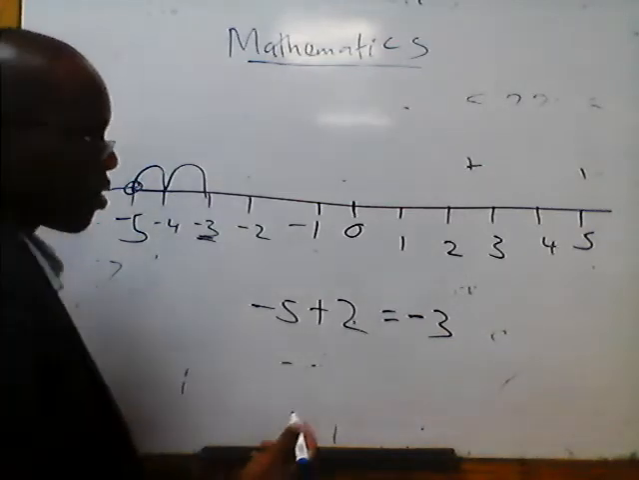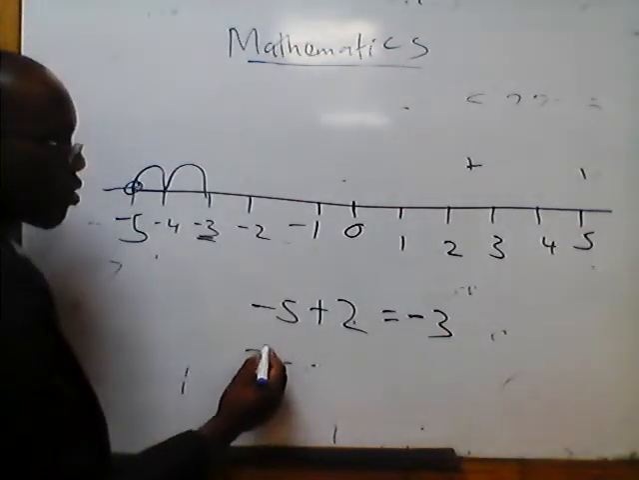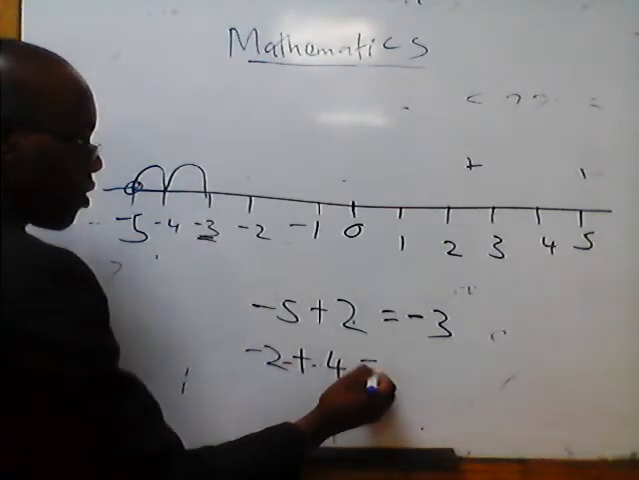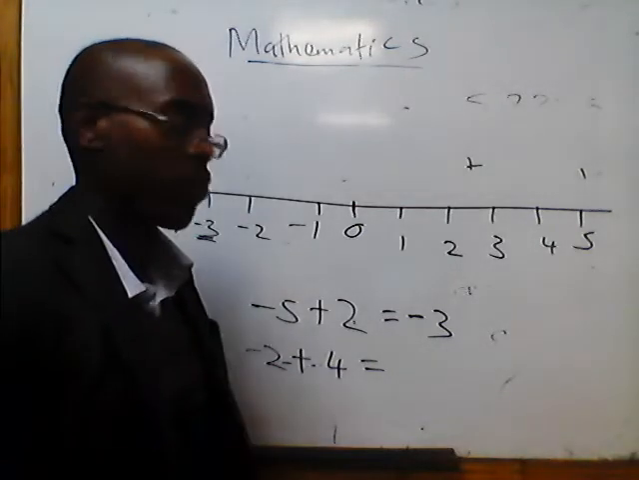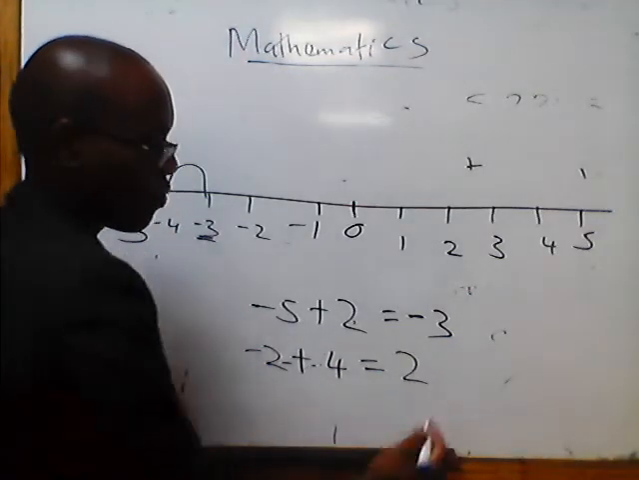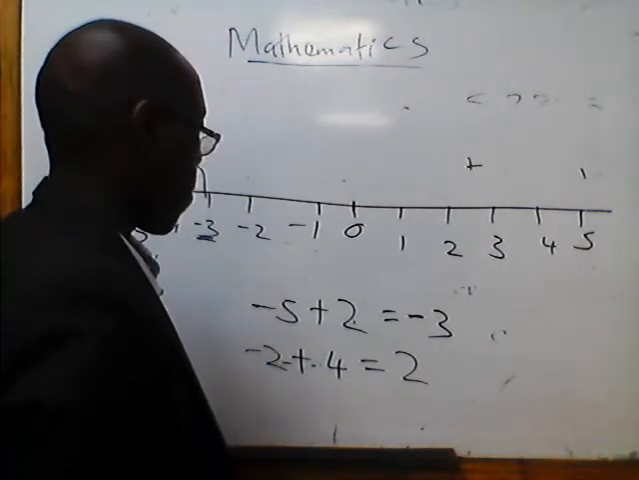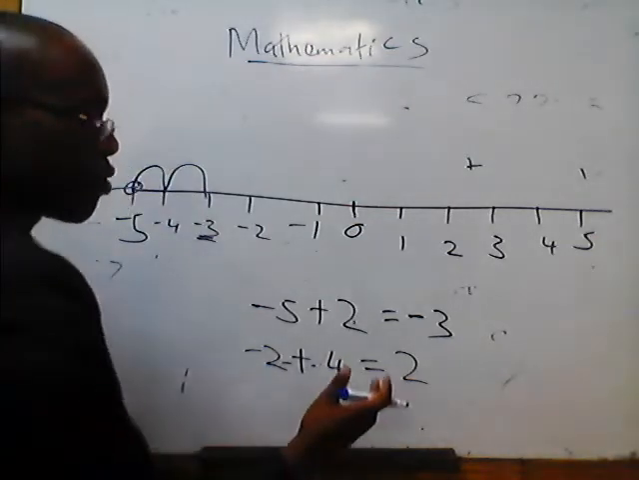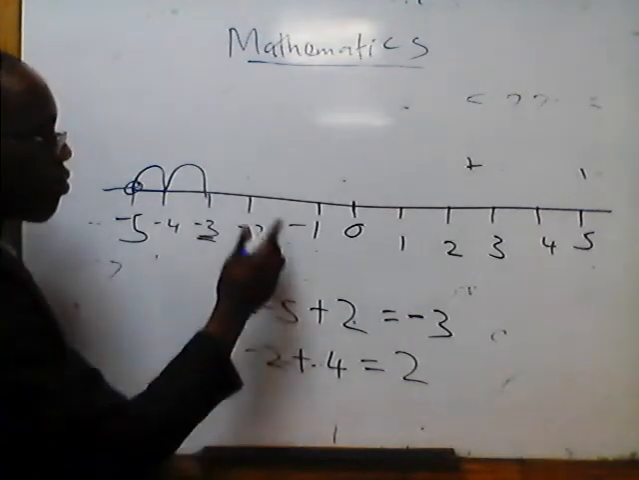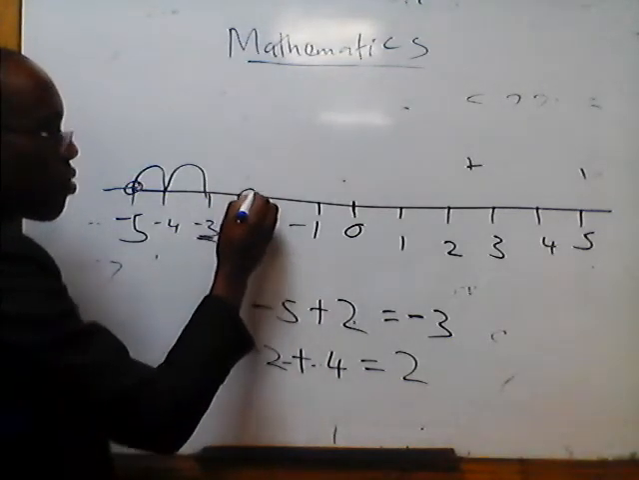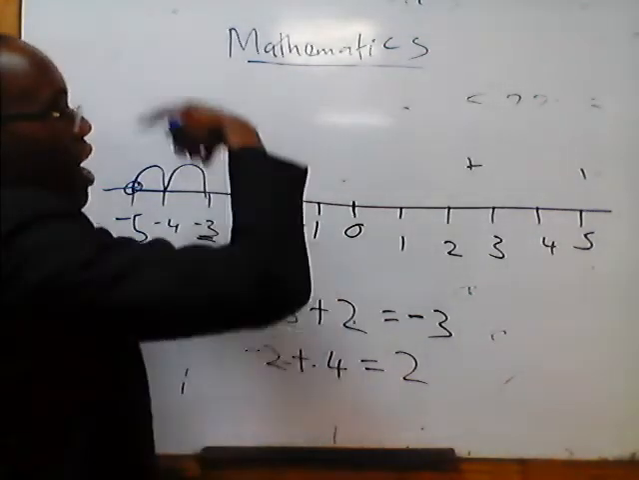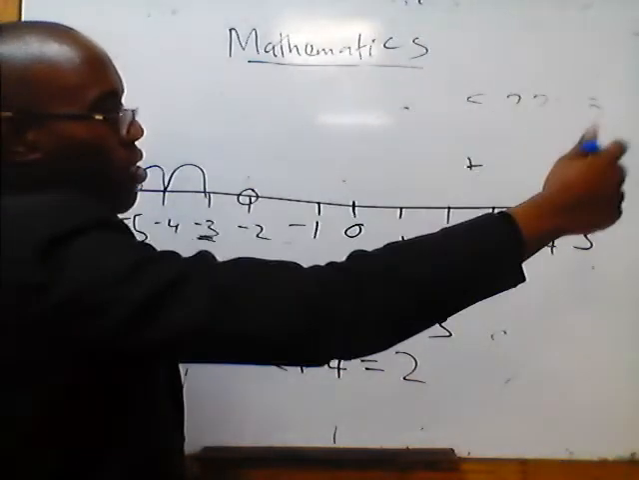And then you can also be given a question like -2 and then +4. -2 +4, if you just use your calculator, it's going to give you +2. But if you use the number line, you will also get +2. This is how you do it. You come to -2 on the number line and circle -2, and then +4. So you add 4 steps towards the right hand side, towards the positive side.